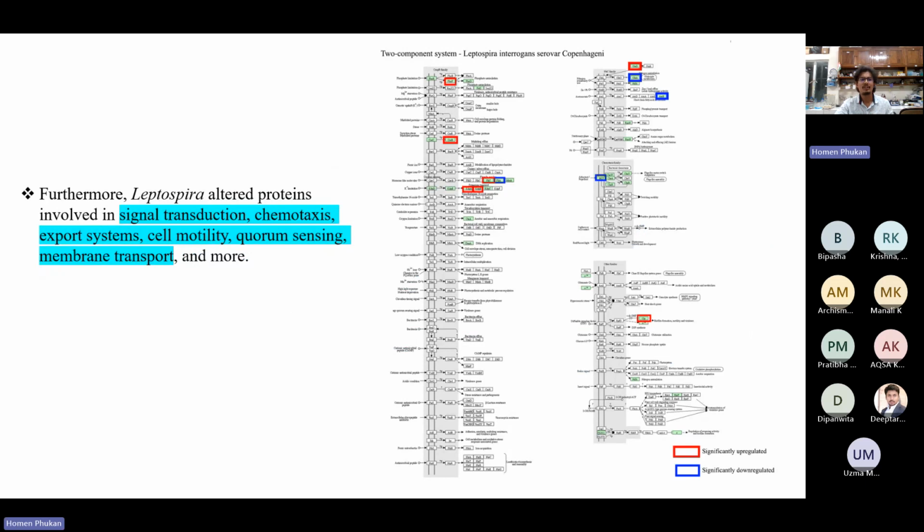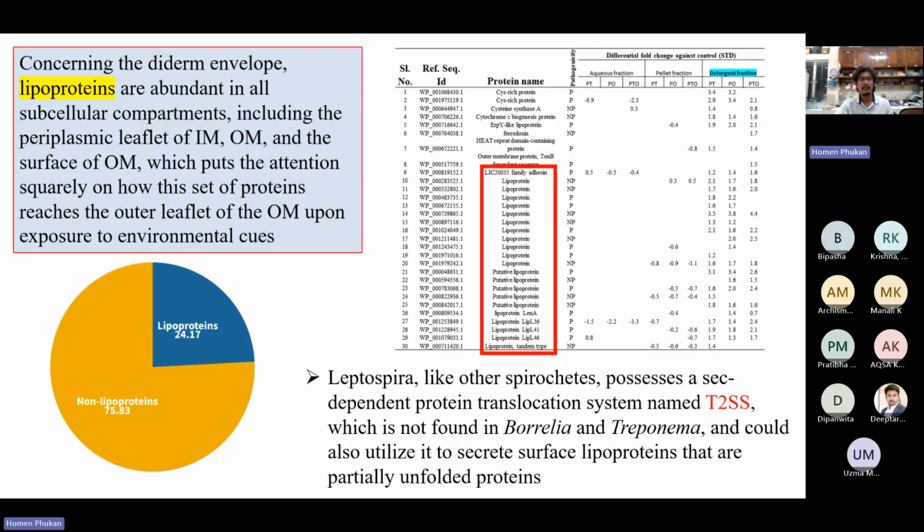We found many proteins related to signal transduction, chemotaxis, export systems, cell motility, quorum sensing, membrane transport, and more. If you recollect the earlier table, we found a lot of lipoproteins which were exclusively upregulated in the detergent fractions with respect to the treatments, and about 24% are lipoproteins and the others are non-lipoproteins. This gives an important clue as to why this set of proteins is getting expressed and coming to the outer membrane.